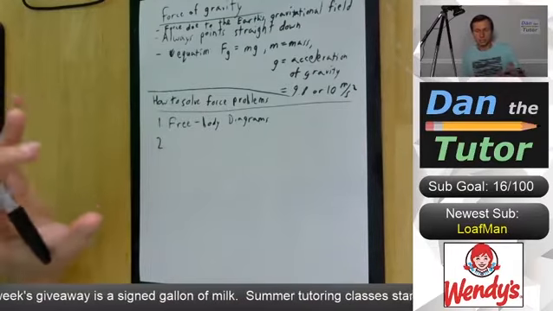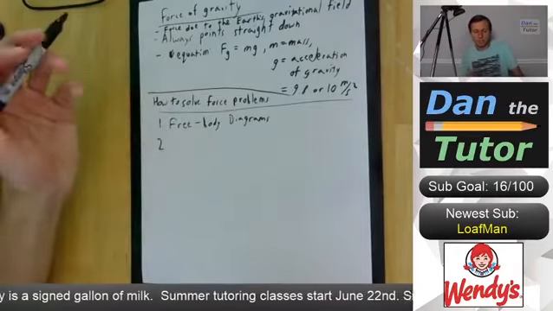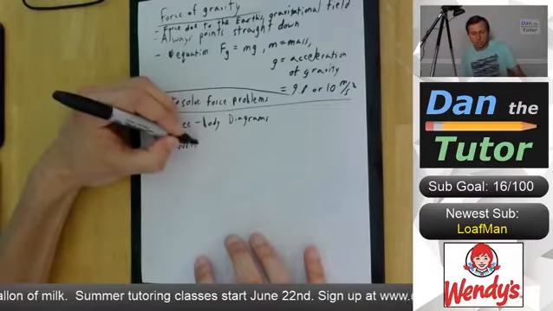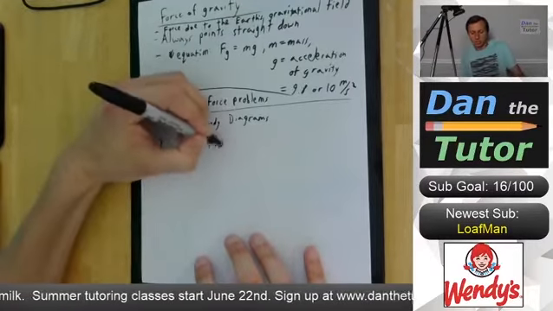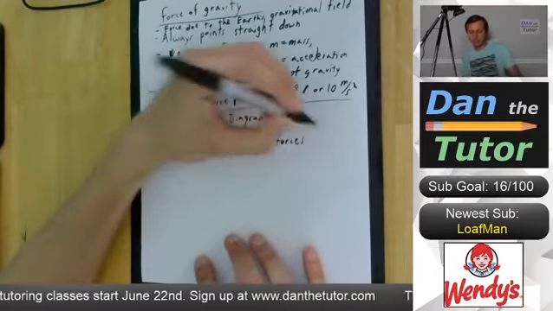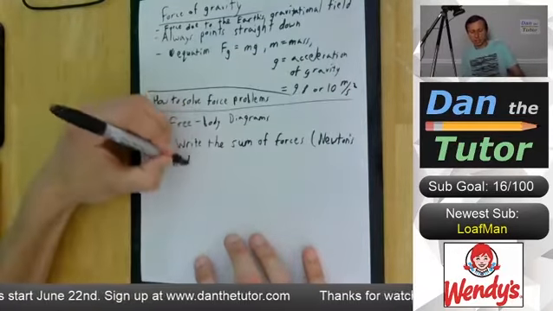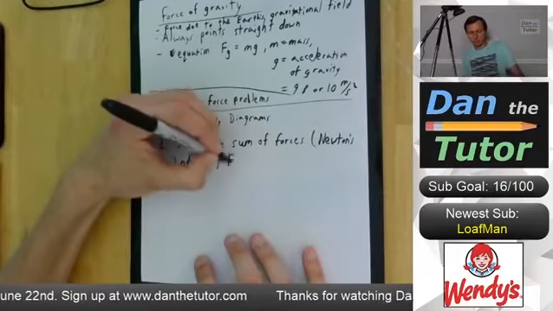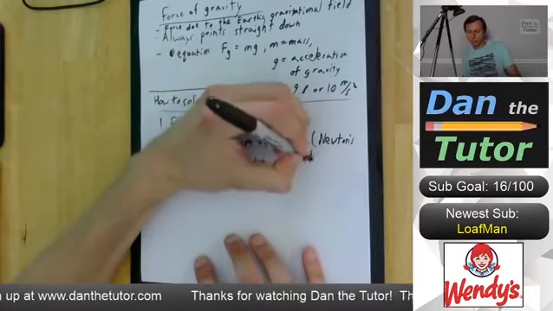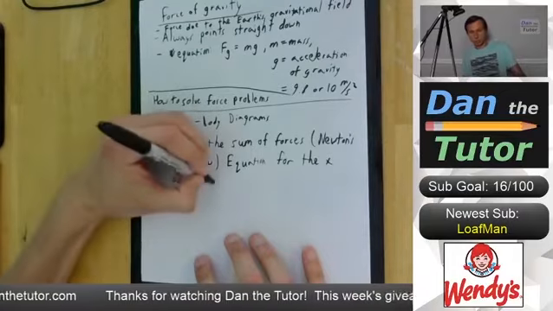If you just follow these 3 steps, no one tells you this. I wish they would, but it's 3 steps every time. Step 1 is draw the free body diagram. Step 2 is write the sum of forces, aka Newton's second law equation, for the x and/or y axis.